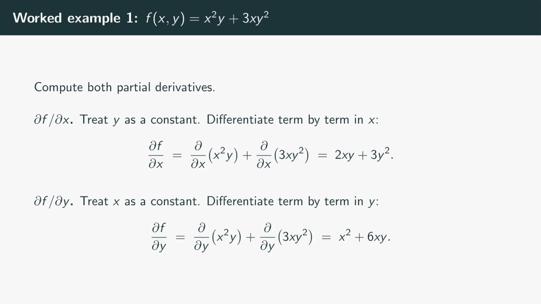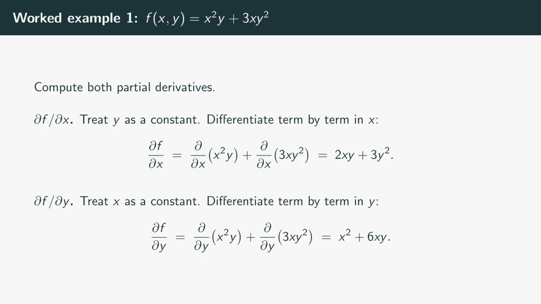Take f of x and y equals x squared y, plus 3xy squared. For the partial with respect to x, y is now a constant. Differentiate term by term. The first term, x squared times a constant y, becomes 2xy. The second term, 3y squared times x, has the constant 3y squared pulled out front, leaving the derivative of x, which is 1, so that term contributes 3y squared. Sum them: the partial of f with respect to x is 2xy plus 3y squared.